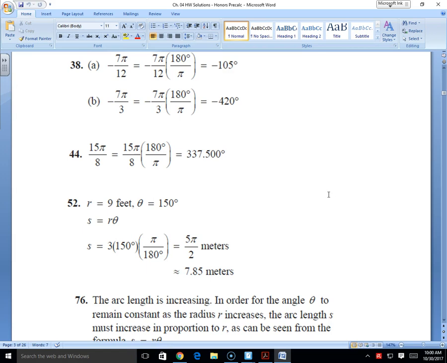Okay, people with cups. Actually, people without cups are still grading. Hold on, sorry. A little bit longer. Did you guys change to radians for number 52? Oh, wait, no. Sorry.